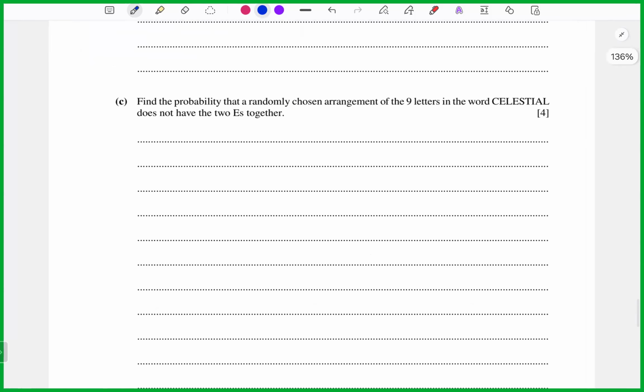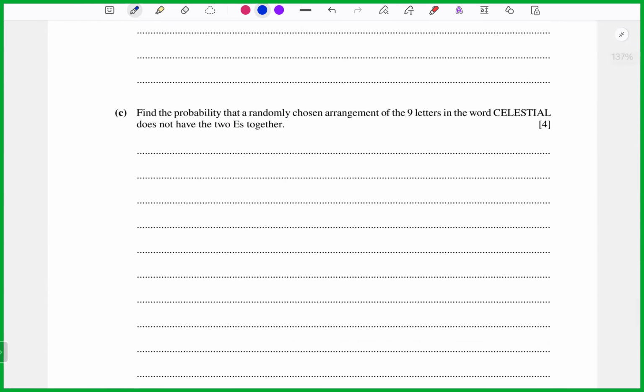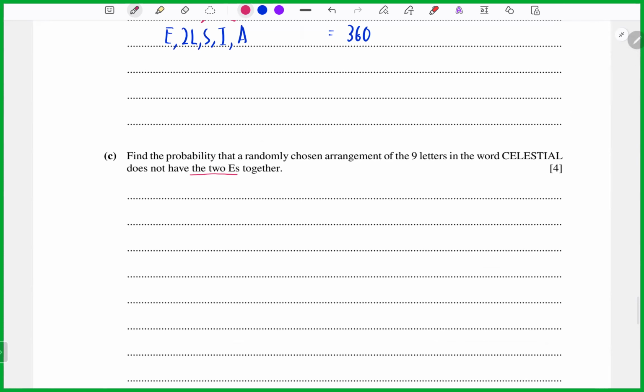Now we look at the next question, question C. Find the probability that a randomly chosen arrangement of the 9 letters in the word crystals does not have 2 E's together. When you see this keyword, it's complement again. So you can write here: E's not together equals total number minus 2 E's together.